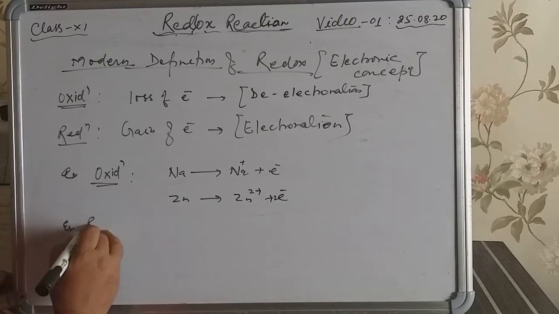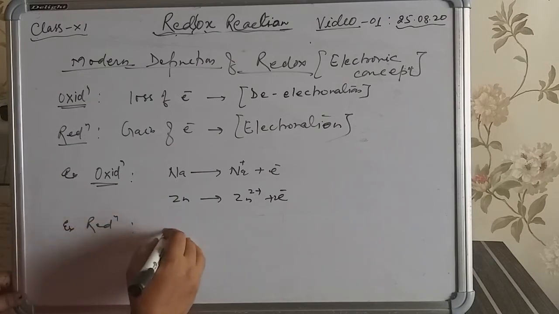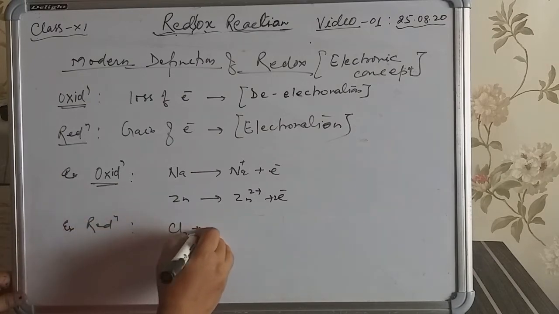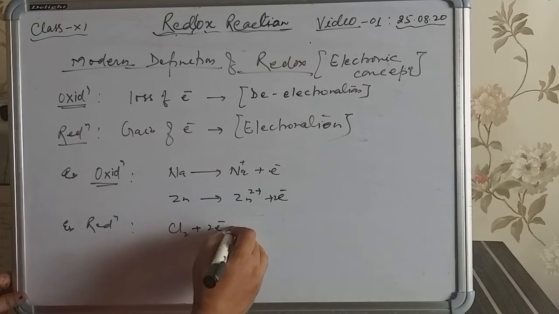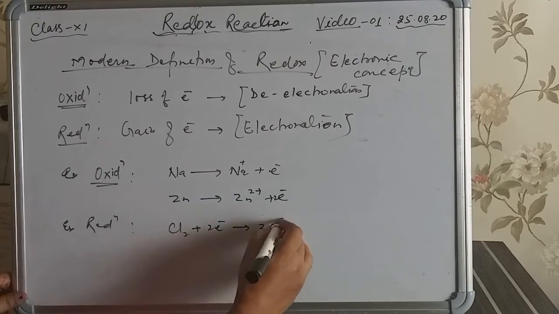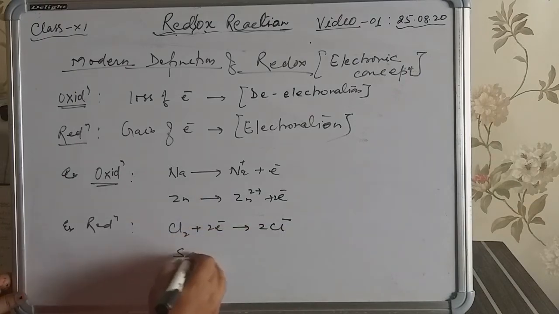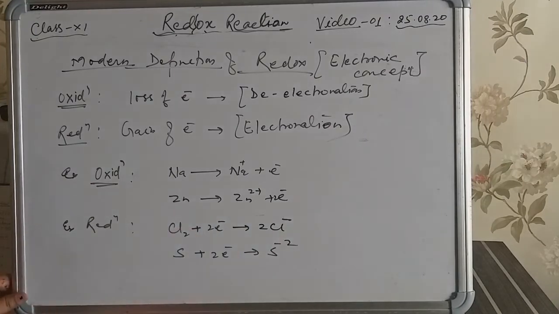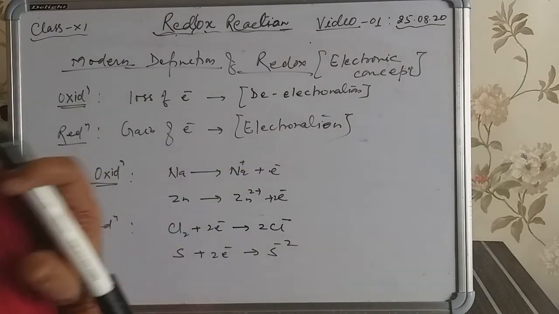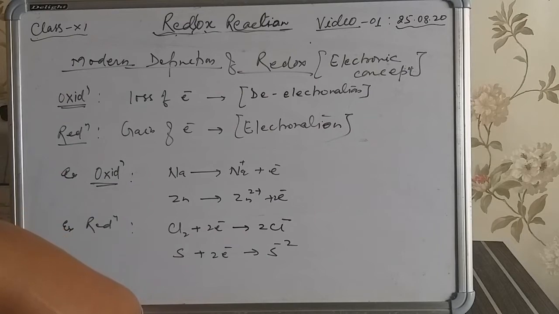In case of reduction, chlorine, by taking 2 electrons, because one chlorine atom takes 1 electron, and there are 2 chlorine atoms present in a molecule, so it forms 2 chloride ions. Sulfur, by taking 2 electrons, converts to sulfide ion. So according to the electronic concept, loss of electrons and gain of electrons is known as oxidation and reduction.